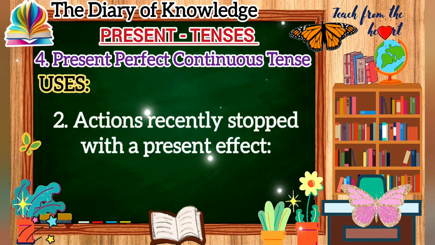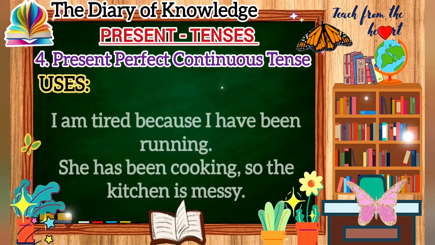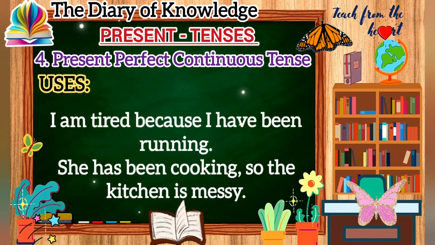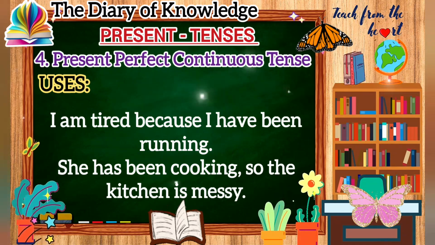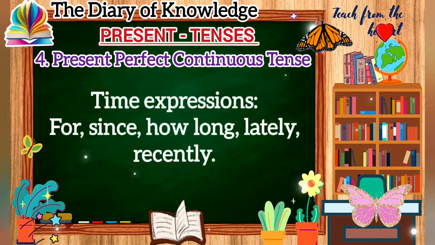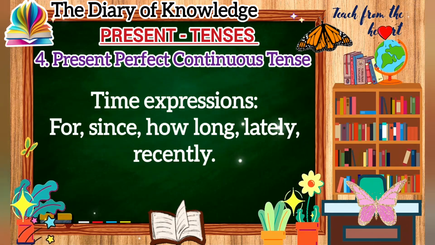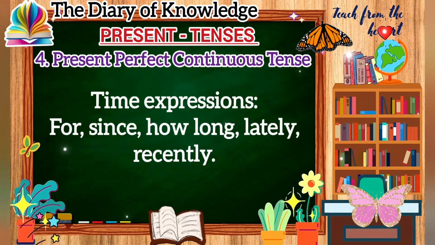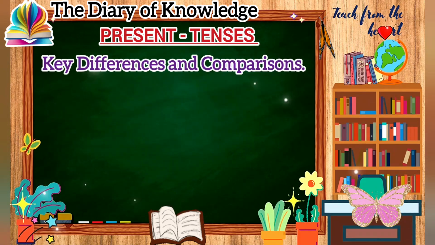2. Actions recently stopped with a present effect. I am tired because I have been running. She has been cooking, so the kitchen is messy. Time expressions: for, since, how long, lately, recently.